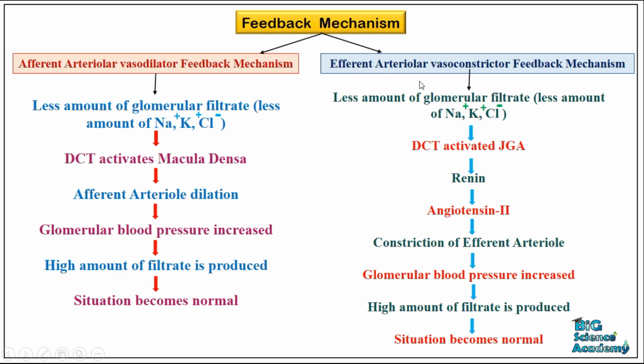And in the efferent arteriolar vasoconstriction feedback mechanism, if a lesser amount of glomerular filtrate, that is, less sodium ion, potassium ion and chloride ions, goes into the distal convoluted tubules, it activates the juxtaglomerular apparatus. The renin causes the formation of angiotensin 2 by the process of the renin-angiotensin-aldosterone system, and angiotensin 2 constricts the efferent arteriole, which leads to an increase of the glomerular blood pressure. And due to the high blood pressure, the filtrate production also increases and the situation becomes normal.